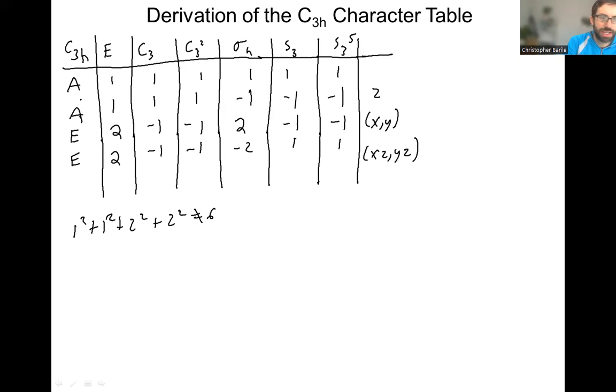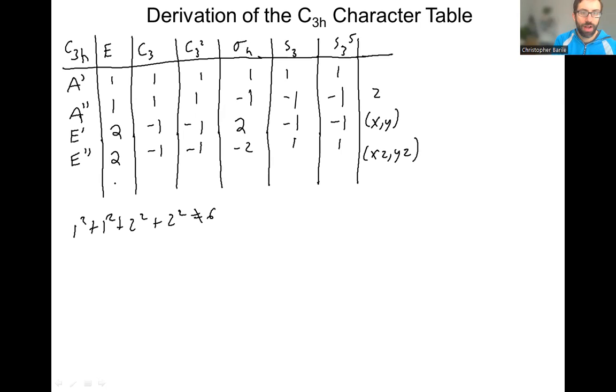Now we can't have 2 things named the same thing. And so with point groups that have sigma h's, we use the prime notation. So we give it a prime if we're symmetric with the sigma h, and we give it double prime if we're anti-symmetric with the sigma h. And same thing with the E's. So symmetric, E prime, anti-symmetric, E double prime.